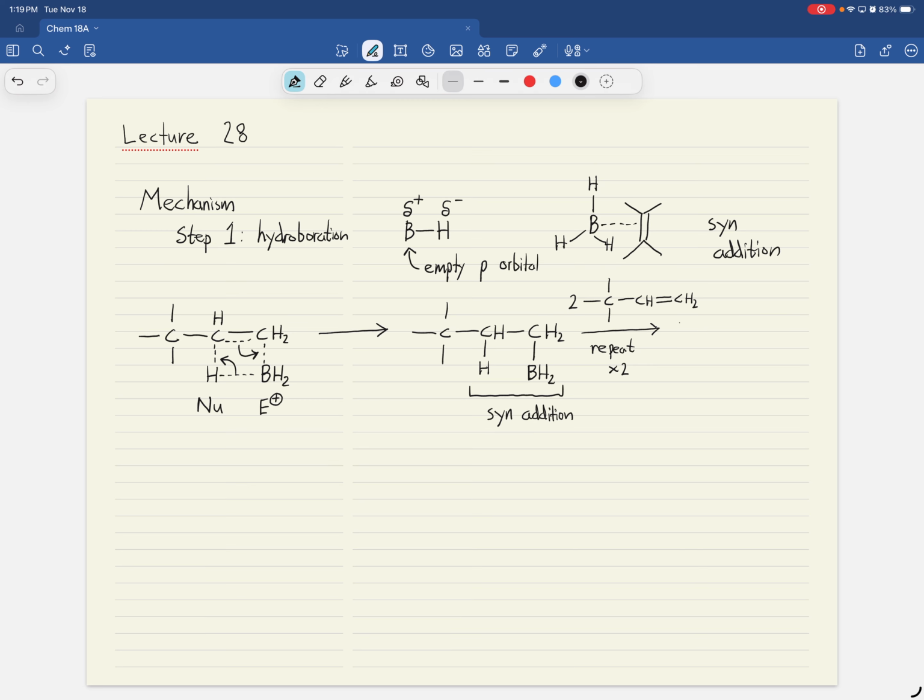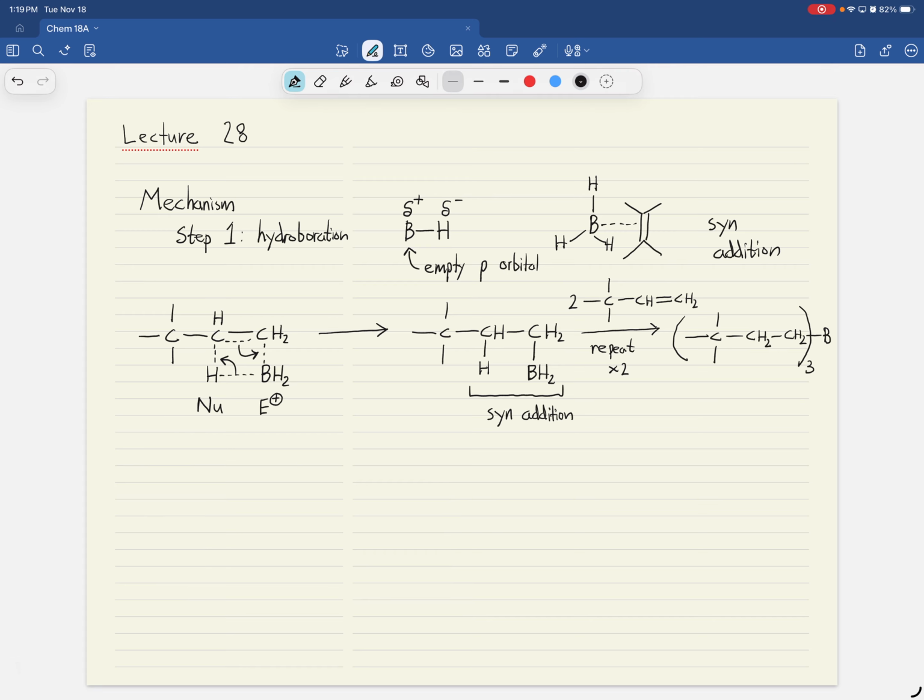So what we get over here is three alkyl groups from my reacted alkene, CH2, CH2. And this is going to be bonded to my boron. So I have three of these groups now attached to my boron atom. That's the first step, and that's called hydroboration.